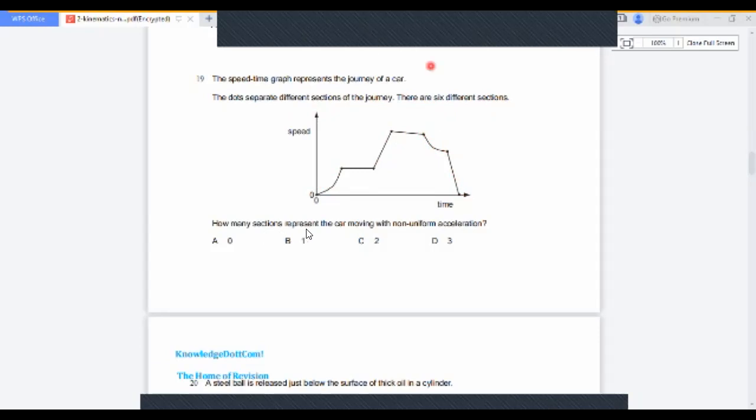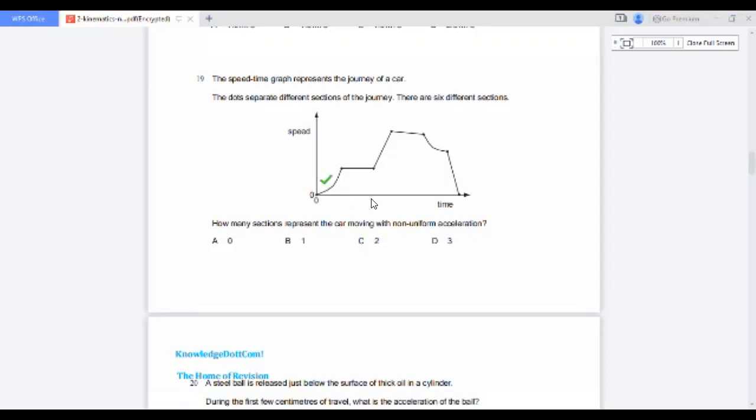How many sections represent the car moving with non-uniform acceleration? So you can see here is non-uniform acceleration maybe, and here also it looks like the acceleration or deceleration may not be uniform. So for me I think there are two portions where acceleration is non-uniform, so the rest of the options are incorrect.